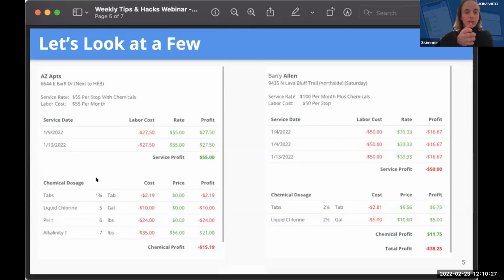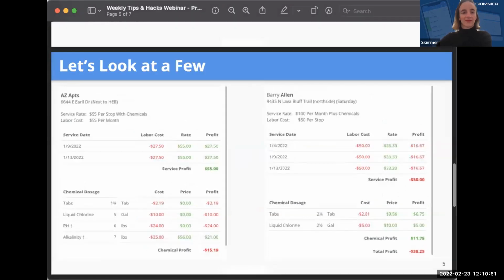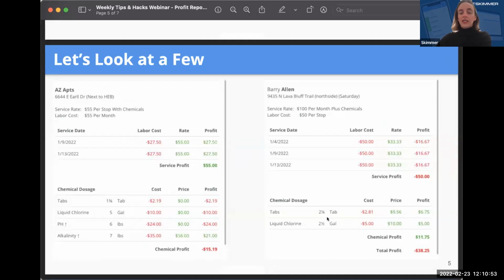So the folks on the left, they're making a decent service profit, but they're ultimately losing money on chemicals. On the right, they're losing money in both dimensions. So very simple, and it breaks it out by that weekly service and by chemicals. So that's kind of the fundamentals of profit reports.